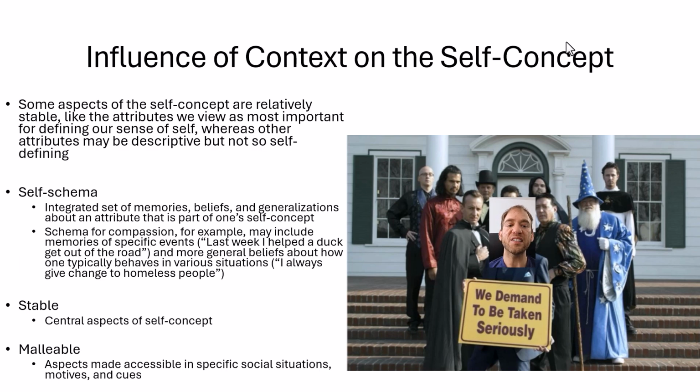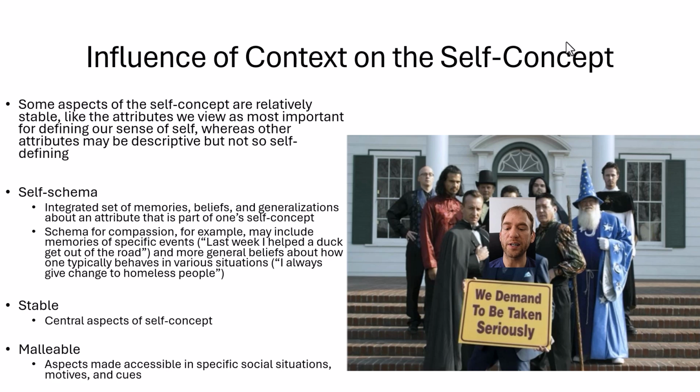The influence of context on self-concept. Some aspects of self-concept are relatively stable, like the attributes we view as most important for defining our sense of self, whereas other attributes may be descriptive, but not so self-defining. Self-schema. This is operationally defined as an integrated set of memories, beliefs, and generalizations about an attribute that is part of one's self-concept. A schema for compassion, for example, may include memories of specific events, such as last week I helped a duck get out of the road, or more general beliefs about how one typically behaves in various situations. For example, I always give change to homeless people.